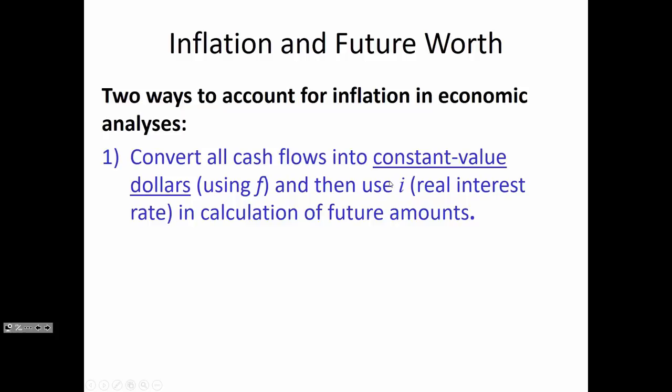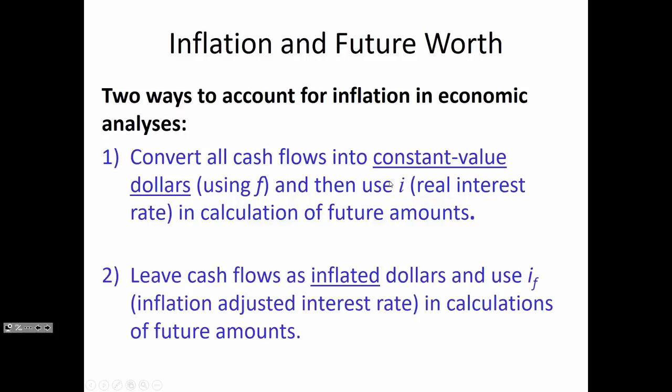Of course, doing it in two steps can be a bit of a burden, and so the other approach is just to combine these two interest rates together, the inflation rate and the interest rate i that your company hopes to achieve. Then you leave the cash flow diagrams in their original inflated dollars, meaning the amounts that are expected in the future, and do all your discounting and calculations using the market interest rate, i sub f.